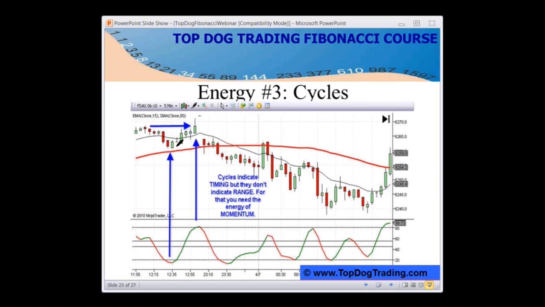So he didn't even say they're equally weighted. Again, cycles are great as far as timing your entries and exits, but you can't trade them alone. Why? Because they don't indicate range. And for trading, we want to have big winners and small losers. So we need to have the energy of momentum on our side, not just timing.